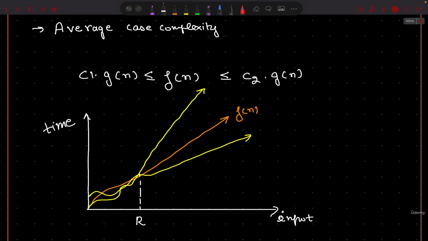This is input. Let me write this as C1 dot g of n. So your f of n will never be greater than C1 dot g of n, and it will never be smaller than C2 dot g of n, right? This is what I call theta. So this is the asymptotic notation theta. Now I hope all of this is clear. We have understood the same graphically and intuitively as well.